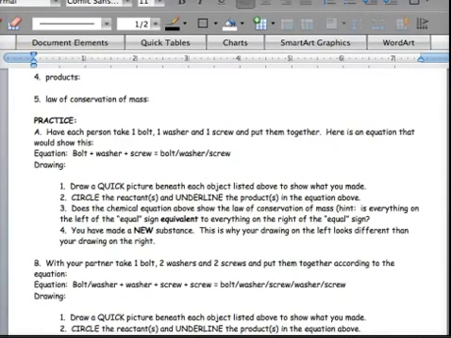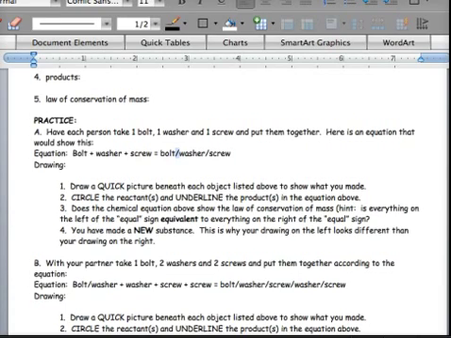Here's the equation that would show this. So the equation is bolt plus washer plus screw. Remember, every time it says screw, it means a nut. So bolt plus washer plus nut equals bolt slash washer slash screw. Anytime in this lab that there's a slash, that means that there's a chemical bond between those substances. So in this case, the bolt is bonded with the washer, which is bonded with the nut. So just keep that in mind.